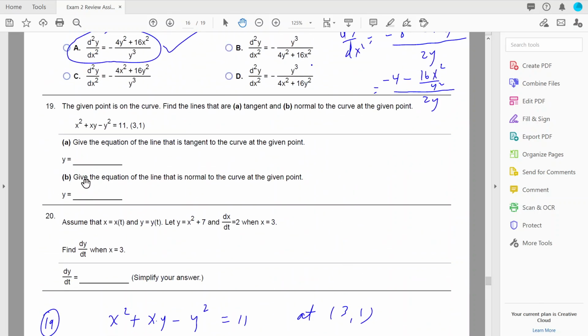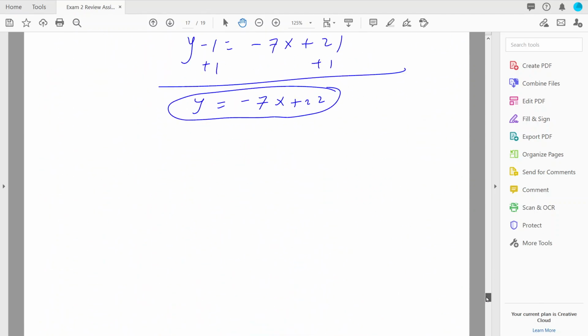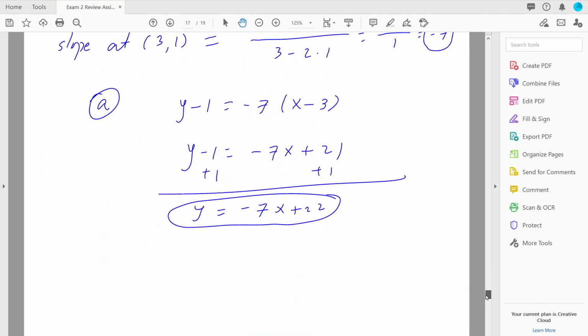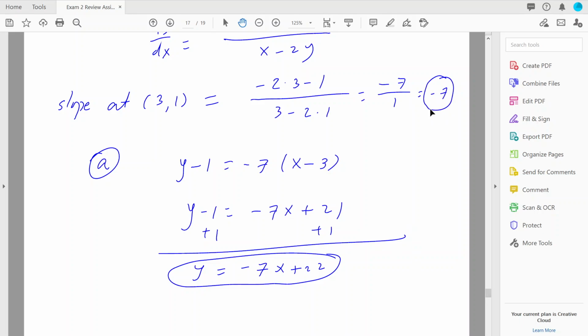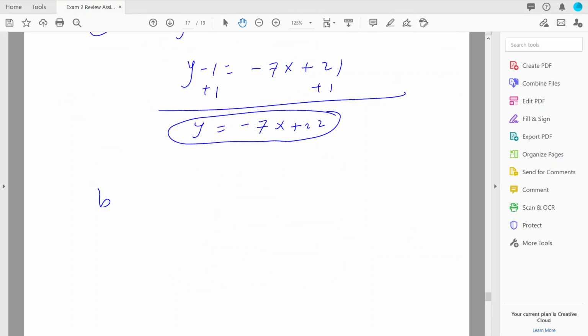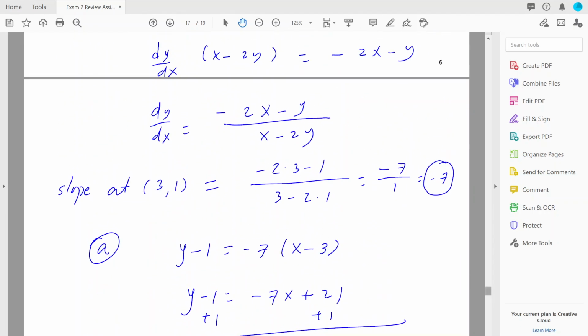For part B, give the equation of the line that is normal to the curve at that point. So the slope of the line which is normal can be found by flipping the slope of the tangent line. So for part B, slope would be negative 1 over slope of the tangent line. So that's the slope of the normal line.